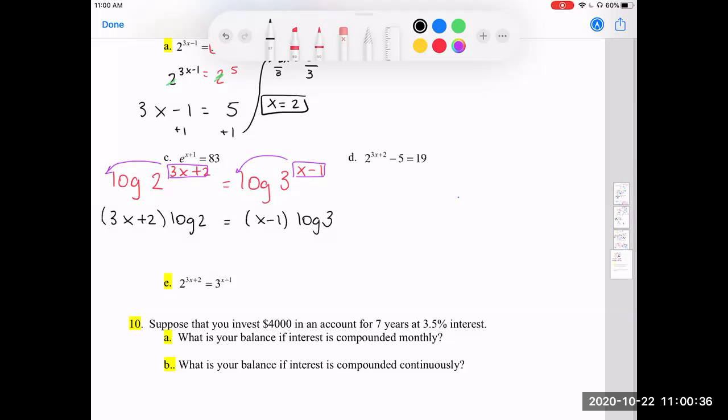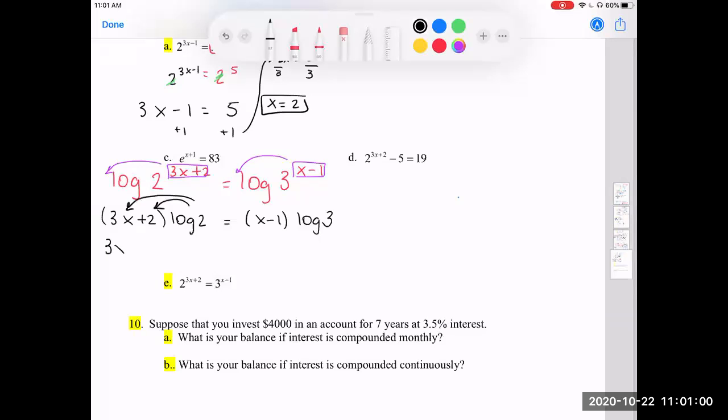Now, log of 2, log of 3, these are just numbers. They're very, very ugly decimal numbers, but they're still nonetheless numbers. So don't let that throw you off. Treat them as you would numbers. Okay, so if I'm going to treat them as I would numbers, I would go ahead and distribute. So let's distribute this log into our parentheses.